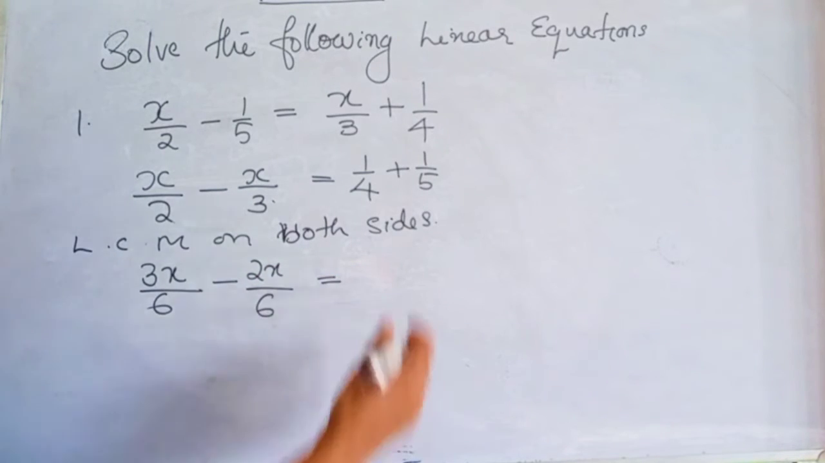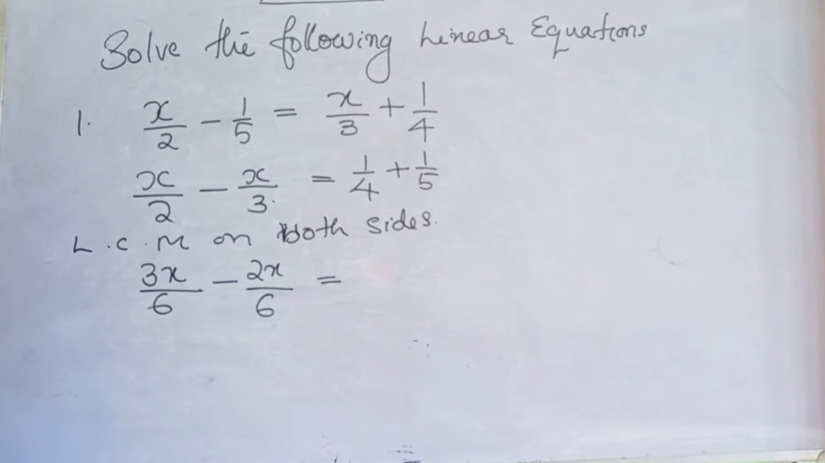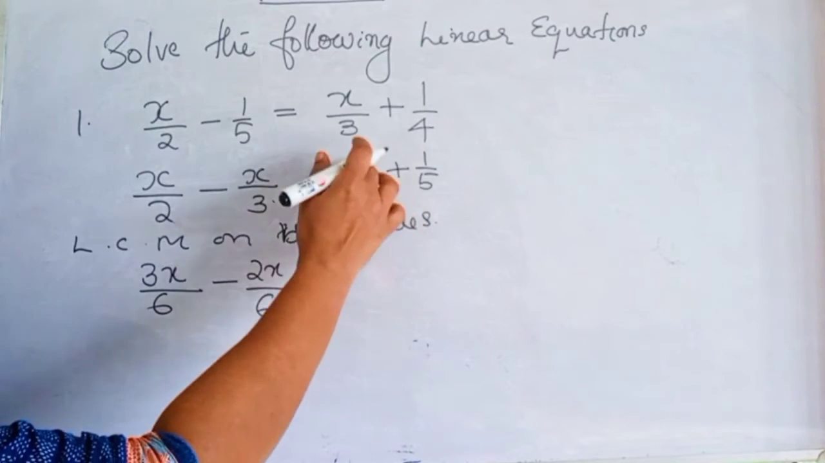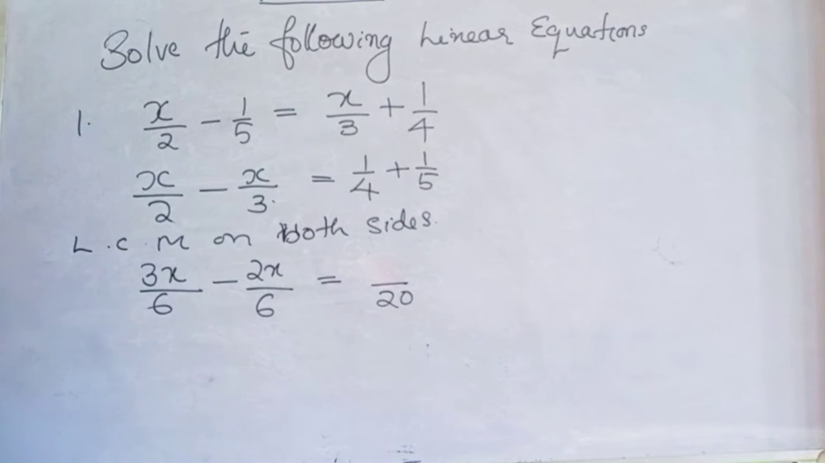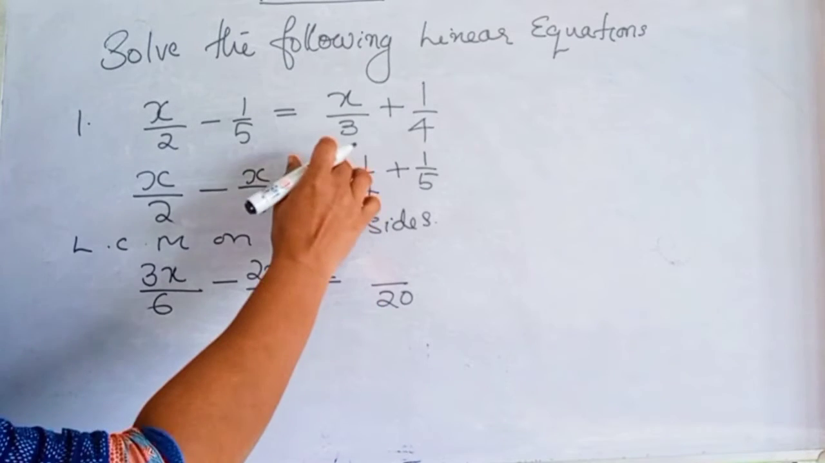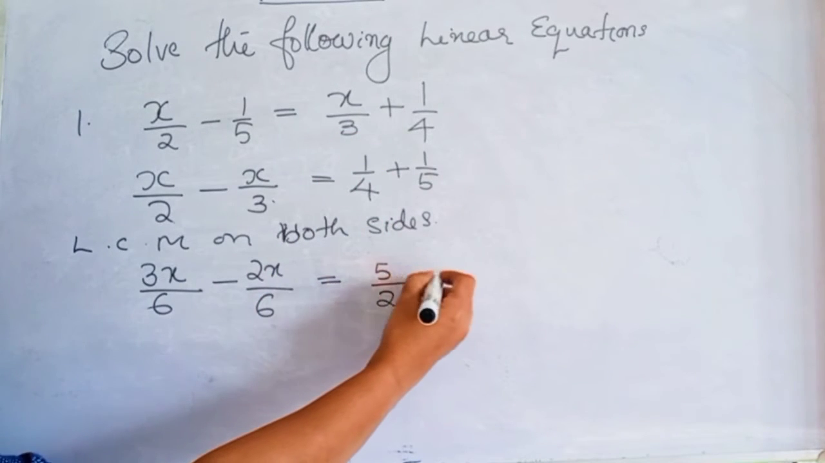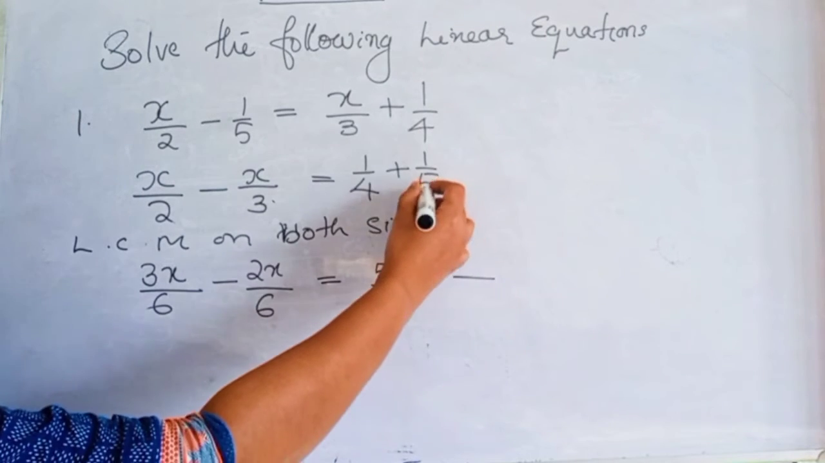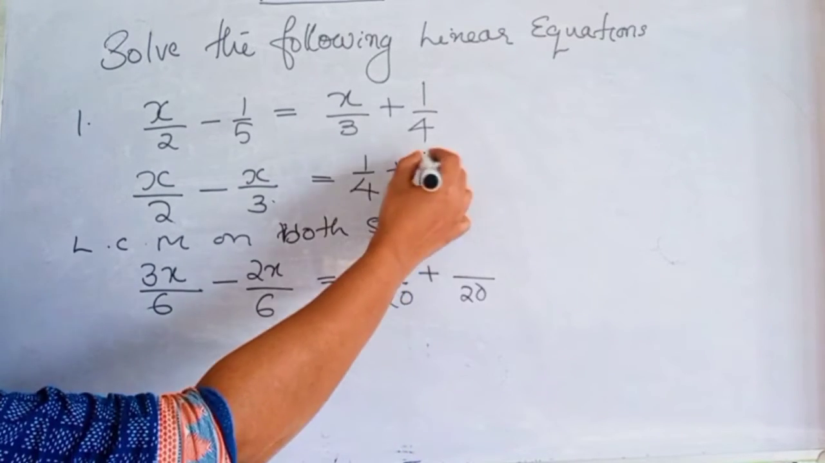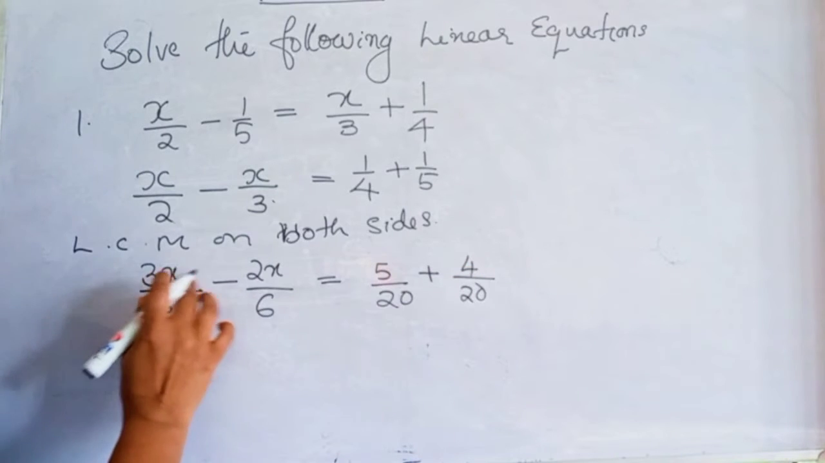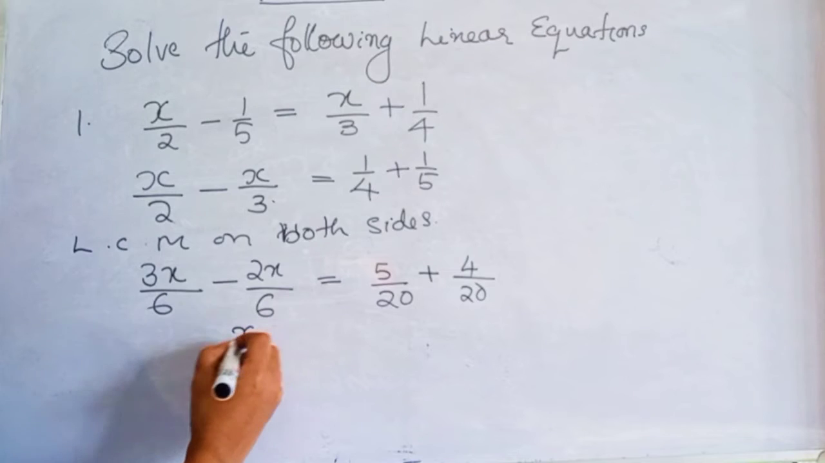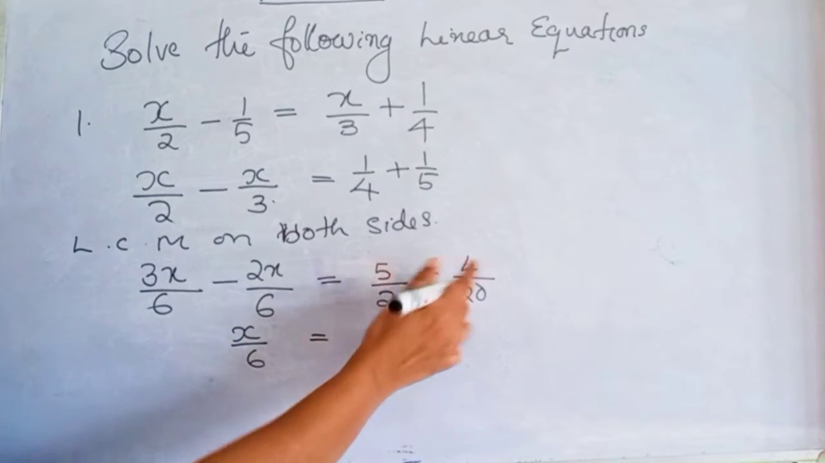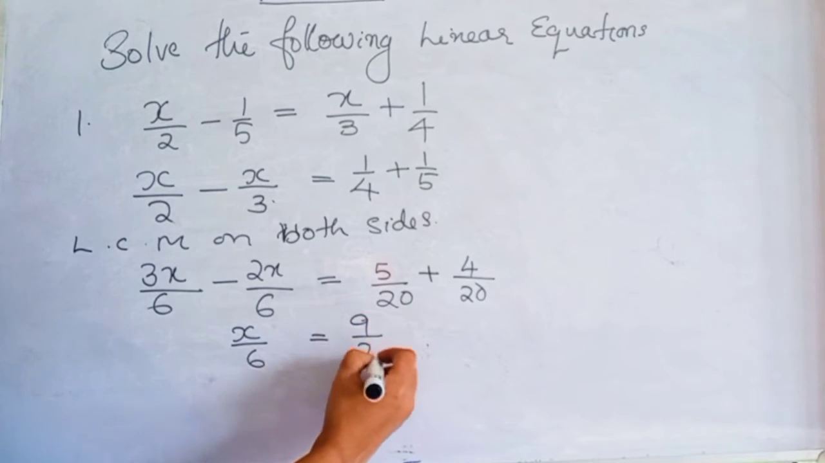Which is equal to, here the LCM is 4 5s are 20. So here we need to make 20. So by multiplying 4 with 4 by 5 we got 20. So 1 into 5, that is 5, plus, and here 5 into 4, that is 20, and 1 into 4 is 4. So 3x minus 2x, we know that it is 3 minus 2, that is x by 6 equal to 5 plus 4, 9 by 20.